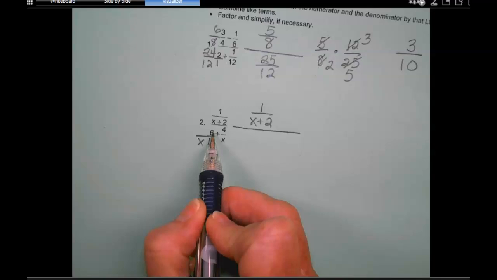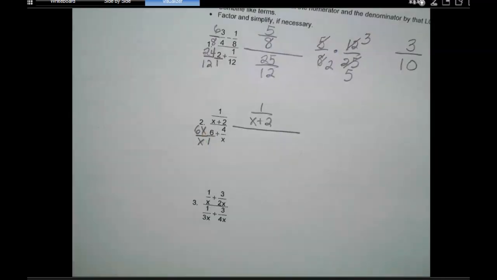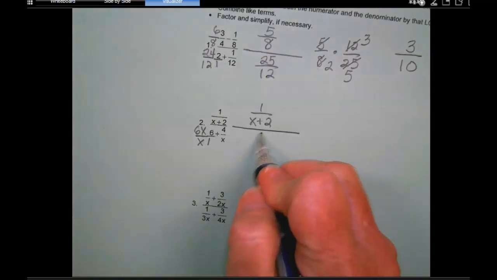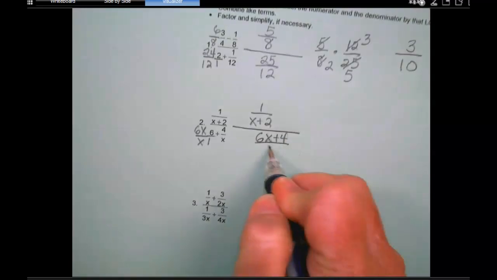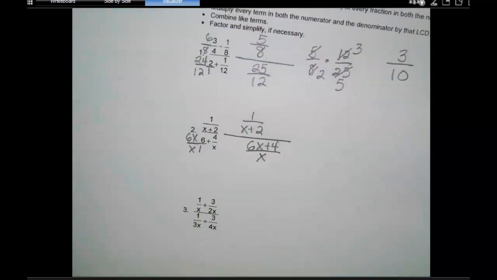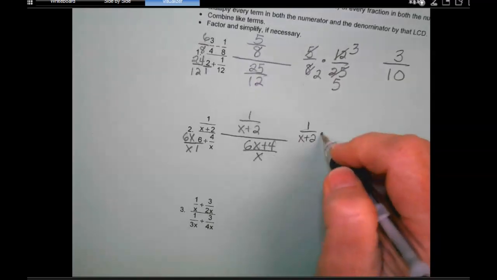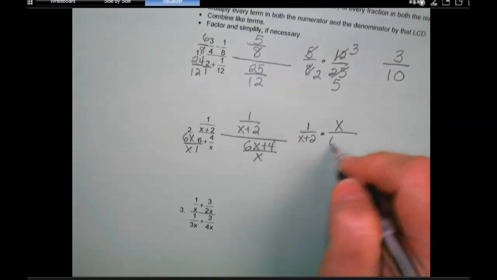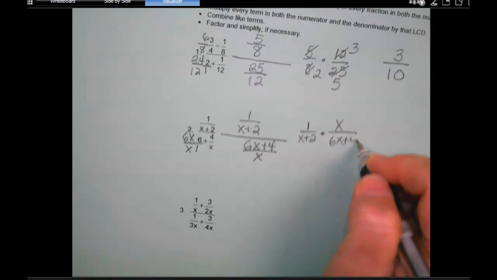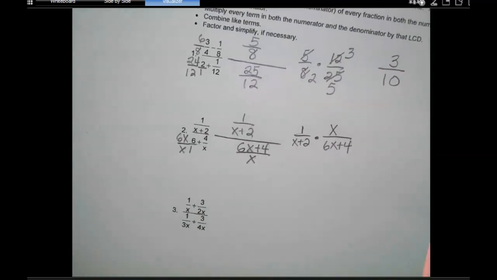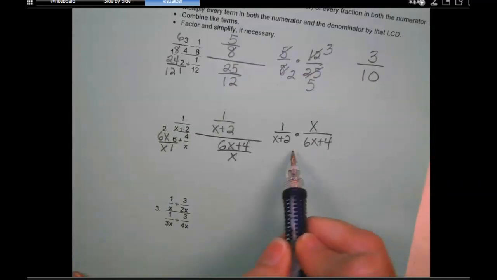So what do I have to multiply the 6 by? So I have 6x. Does that make sense? Yeah. So now on bottom, I have 6x plus 4 over x. We're going to change our division to multiplication. And then we're going to go ahead and multiply.